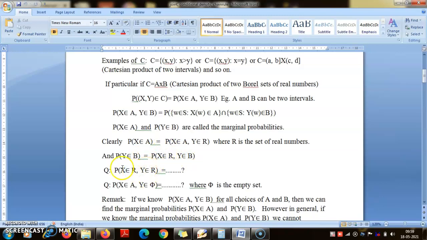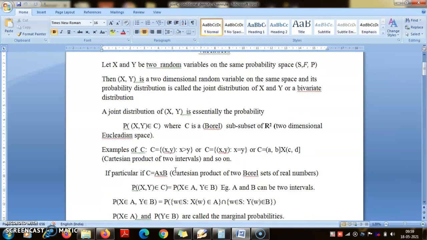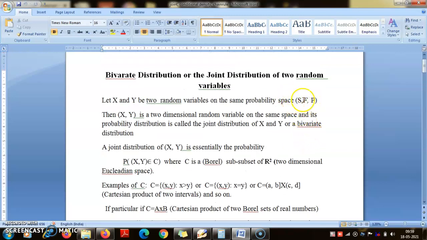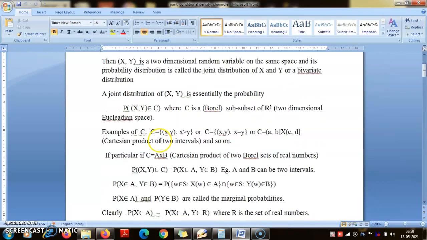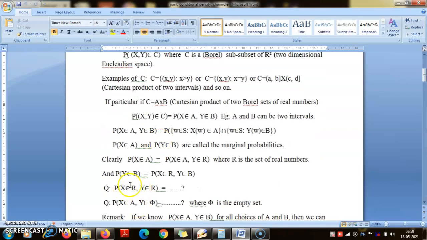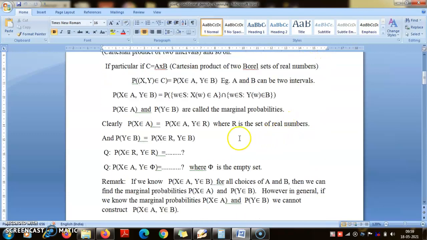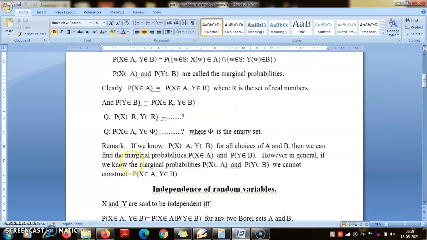Here is a question: if x is in R and y is in A, what will happen? That is something not very difficult. Both random variables are on the same space, mapping from S going to R cross R. So you are considering all values of x and y, all points in the domain, so that should be 1. Similarly, what is x in A and y in the null set? This comma means intersection, so what is the probability of A intersection the null set, where A is any event and the null set is empty? These are the answers.